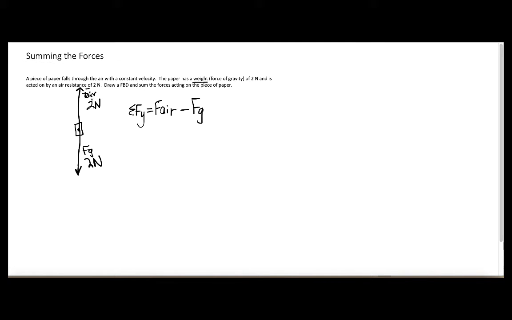And these two are balanced. Even though it's moving with a constant velocity, it has no acceleration because it has a constant velocity. So these two are balanced, and so they should equal 0. And you see that 2 newtons minus 2 newtons does equal 0. So this would be summing the forces here for this particular object.